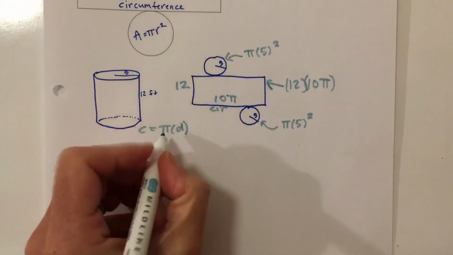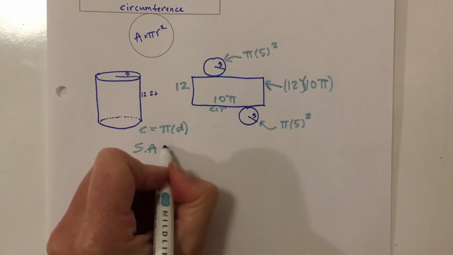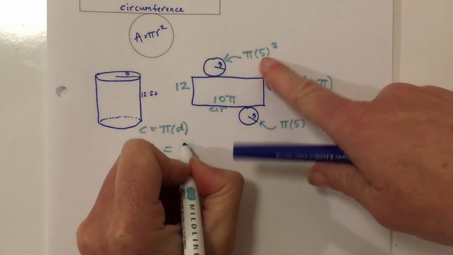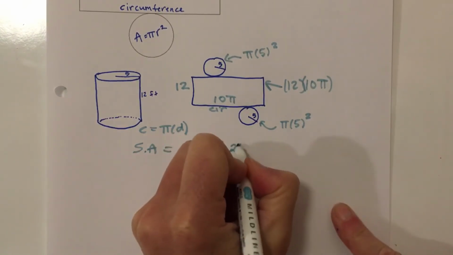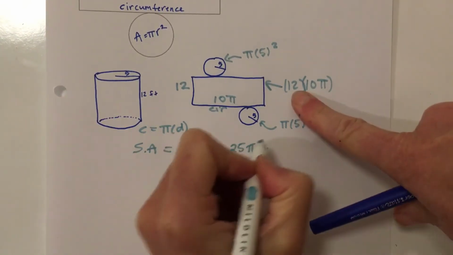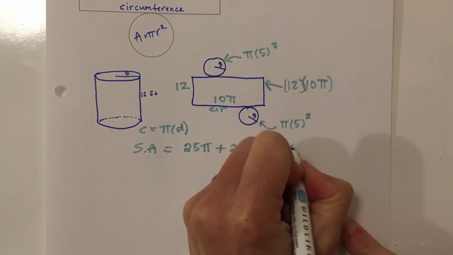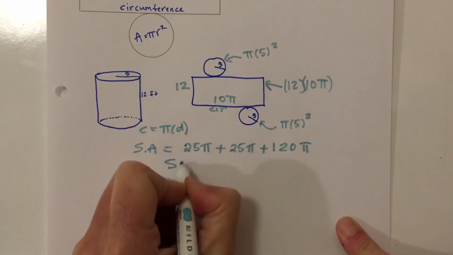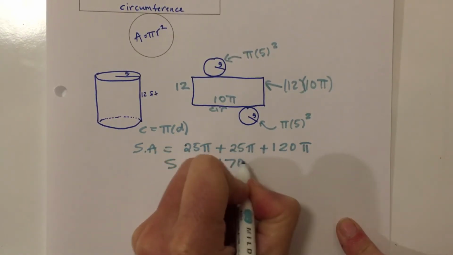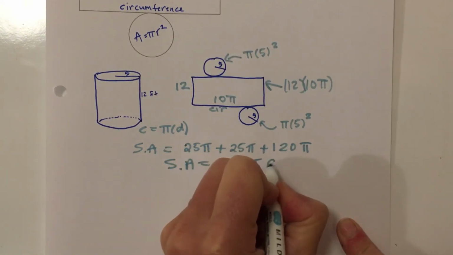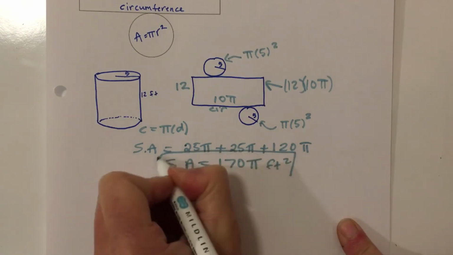For the total surface area, you just add those all up. So the top, 5 squared pi is 25 pi. The bottom, 5 squared pi is another 25 pi. And the side is 12 times 10, which is 120 pi. 25 plus 25 is 50. 50 plus 120 is 170 pi. And then it is surface area, so feet squared.